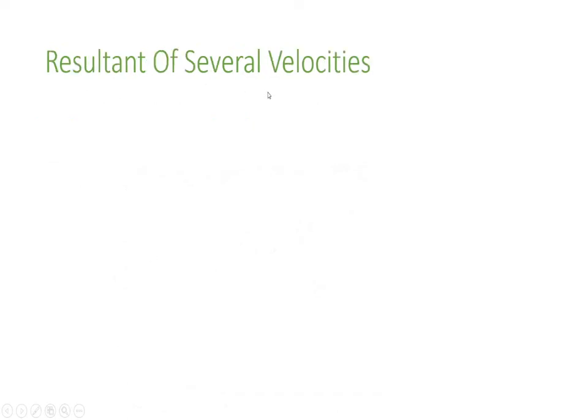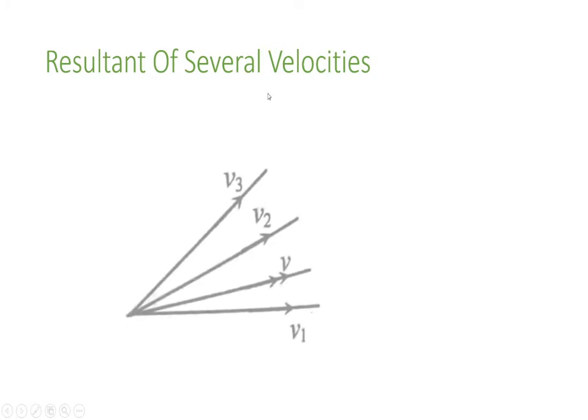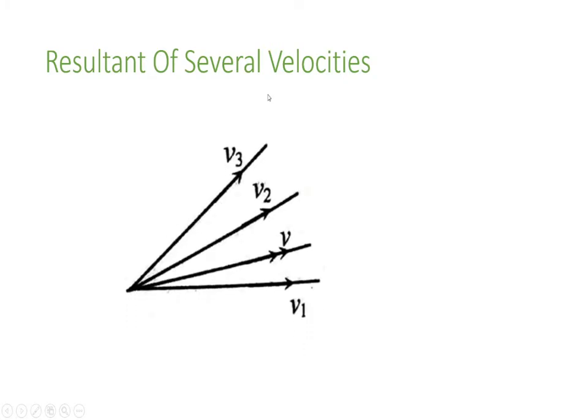Resultant of several velocities. If several velocities act on a particle at a time, then their resultant is equal to a fixed velocity. The fixed velocity is called the resultant velocity of the several velocities acting on the particle. Suppose velocities v1, v2, v3 are acting on a particle at a time. If their resultant velocity is equal to velocity v, then the resultant velocity v equals v1 plus v2 plus v3.